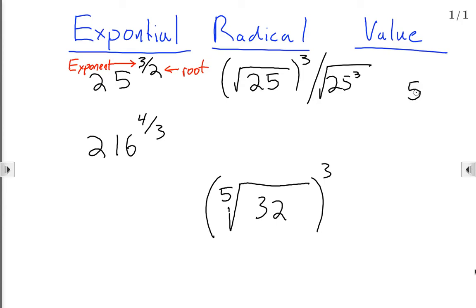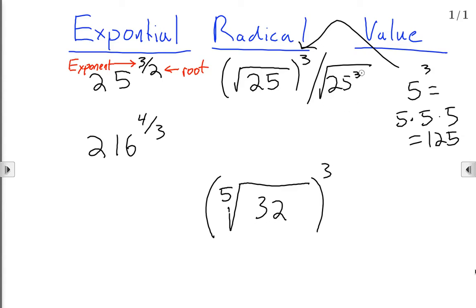So 5 times 5 is 25, times 5 more is 125. We could also have evaluated this other expression. This came from doing this one. We did the square root step first. The square root of 25 is 5, and then we cubed it and worked it up to 125.